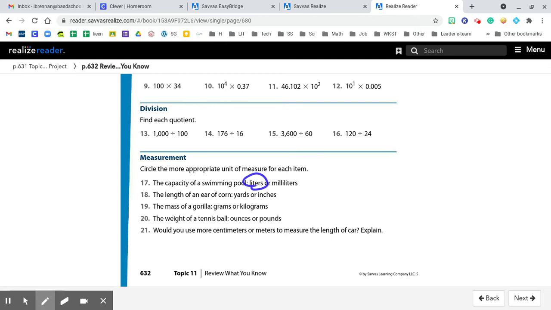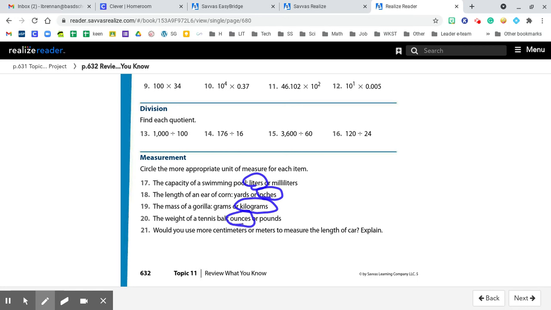The length of an ear of corn, are we going to use a yardstick or are we just going to use inches? We're going to use inches. The mass of a gorilla, are we going to use grams or kilograms? Grams are like the weight of a paperclip. So we're going to use kilograms, which are our bigger measurement. The weight of a tennis ball, are we going to use ounces or pounds? Tennis balls are really light. We're going to use ounces.